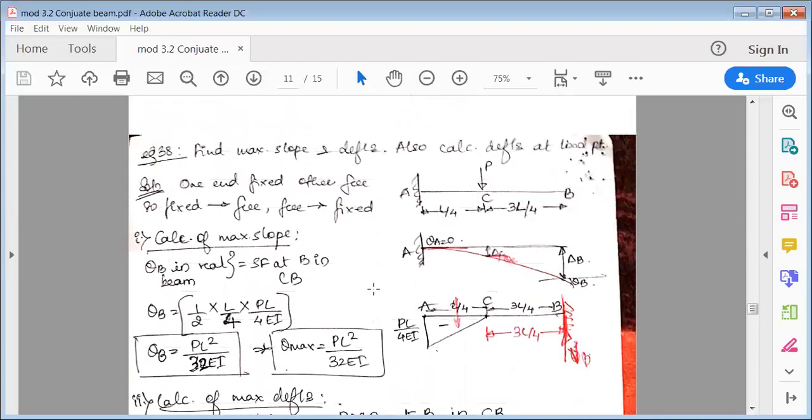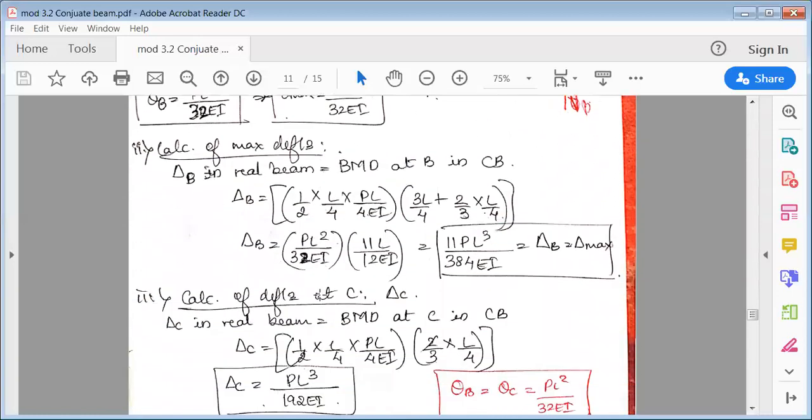Okay, again it's the same thing. First the diagram, the deflected shape of the beam, then the M over EI diagram, followed by the conjugate supports. So only the free end becomes fixed, with the vertical force. That's it. Everything remains the same.